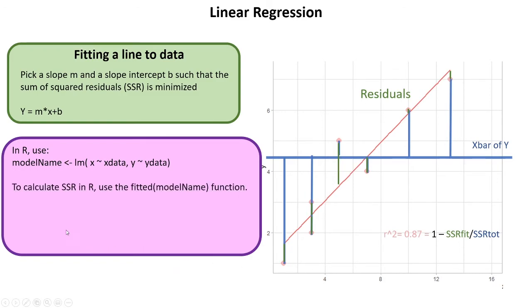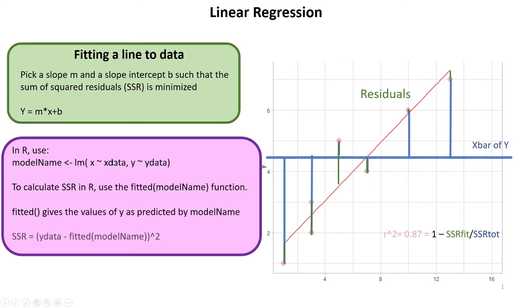To calculate the sum of squared residuals in R, you use the fitted function, fitted with your model name, which you've gotten out of your modeling function. Fitted gives you the values of y as predicted by the line that's been fit in the linear model. And so if you wanted to calculate your sum of squared residuals, you take your y data, you subtract it from fitted model data, and then square that. And you get your sum of squared residuals for the fit.